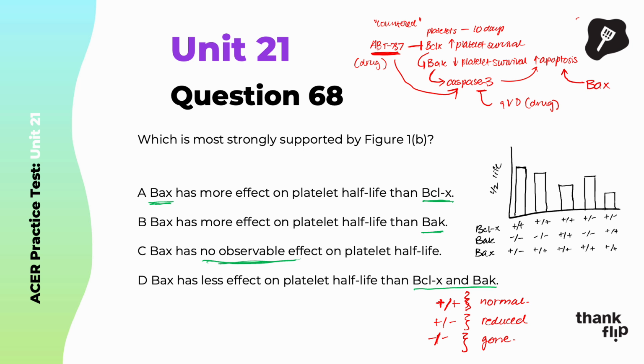So the way that you would do this is, first of all, you would compare this reduced activity to one of these normal activities, right? Because you want to see what happens if you get rid of BAX. And that will tell you how much of an effect it's having on half-life. Because if you get rid of it, then something is going to change. If nothing changes when you get rid of it, then that means that there's no effect on half-life.